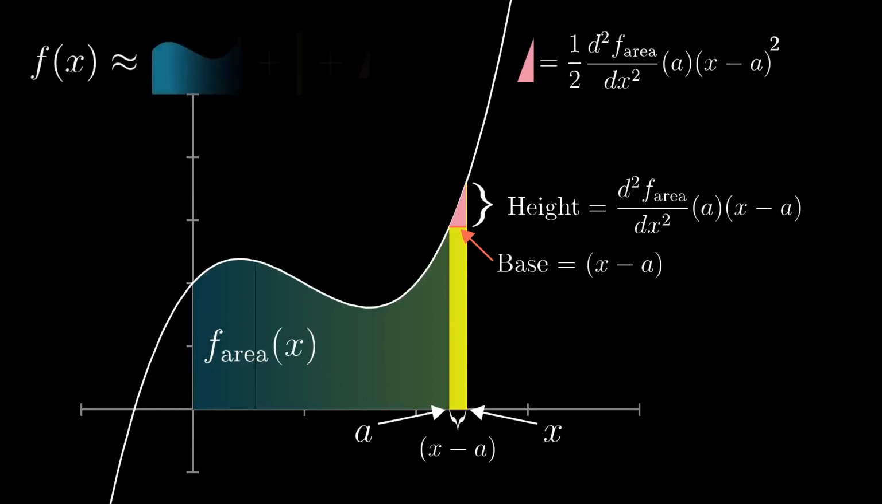And this is exactly what you would see with a Taylor polynomial. If you knew the various derivative information about this area function at the point a, how would you approximate the area at the point x?